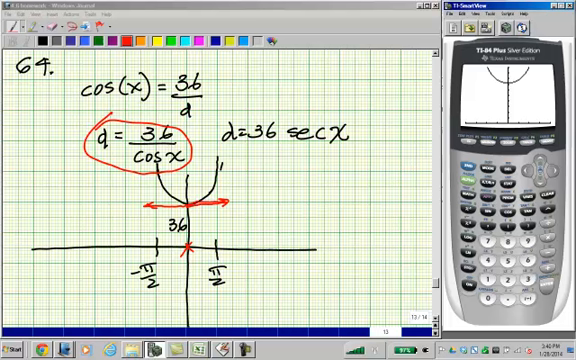From here to here is 36. Let's just verify that with second calc value: when x equals 0, y equals 36. So there's the graph. We could make y bigger to see more, but that's what it looks like. Okay, so that's those 3 problems, 40, 55, and 64.